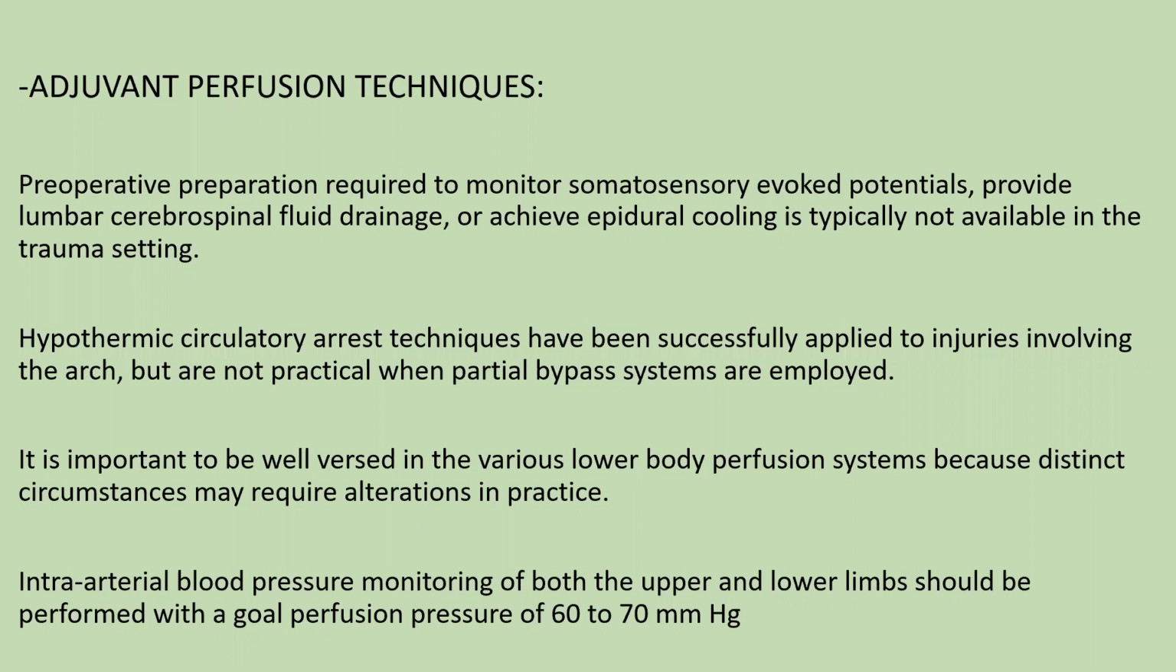Hypothermic circulatory arrest techniques have been successfully applied to injuries involving the arch, but are not practical when partial bypass systems are employed. It is important to be well versed in the various lower body perfusion systems because distinct circumstances may require alteration in practice. So intra-arterial blood pressure monitoring of both upper and lower limbs should be performed with a goal perfusion pressure between 60 and 70.